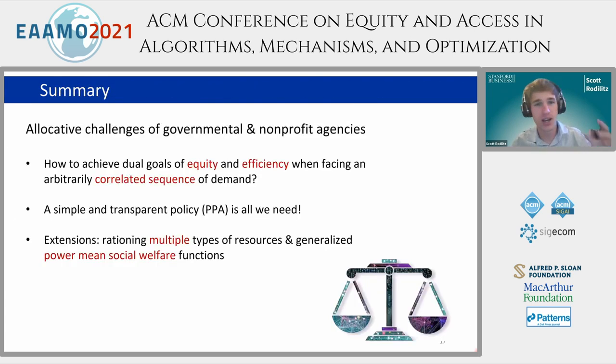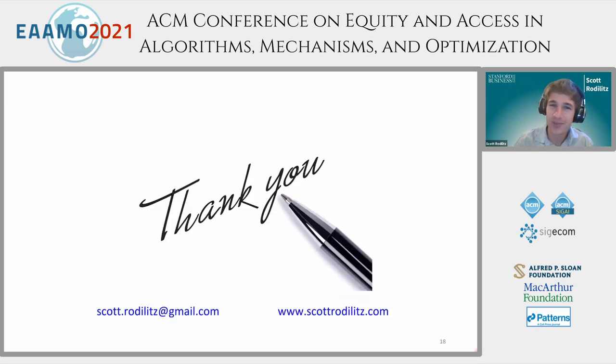All right, so to sum up, I'm running out of time. What have we done? We looked at how to achieve dual goals of equity and efficiency when facing an arbitrarily correlated sequence of demand. And we've showed that all you need is a simple and transparent policy called projected proportional allocation. I encourage you to check out the paper with proof ideas as well as some extensions for this work. And thank you very much for your time, your interest, and your contributions to making this conference as exciting and fun as it is.